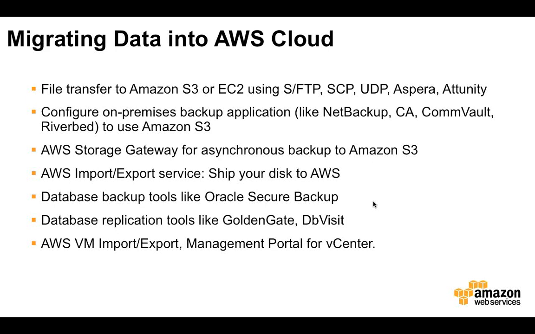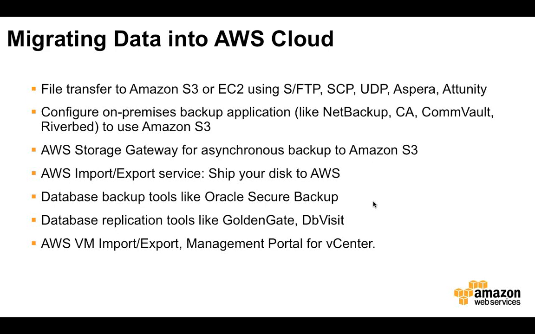So this is not an exhaustive list. You can find a lot more of this again on the white papers, but I'll just call out some important ones. So if you're moving files over the network, which is a pretty good option if you're dealing with a few terabytes, maybe less than a terabyte of data, you could use services such as Aspera, Attunity. There's also some open source utilities such as Tsunami UDP that you can leverage.